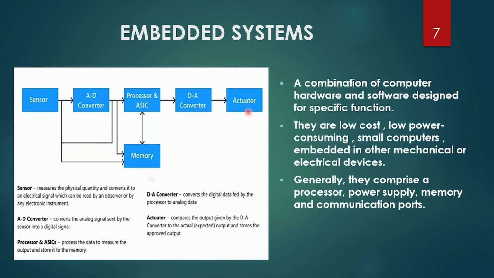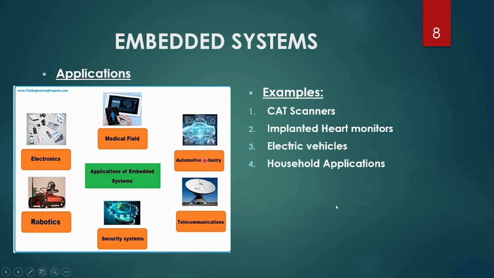So next topic is embedded systems. We all know that an embedded system is a combination of computer hardware and software designed for a specific function. They are low cost, low power consuming small computers embedded in other mechanical or electrical devices. Generally, they comprise a processor, power supply, memory, and communication ports.